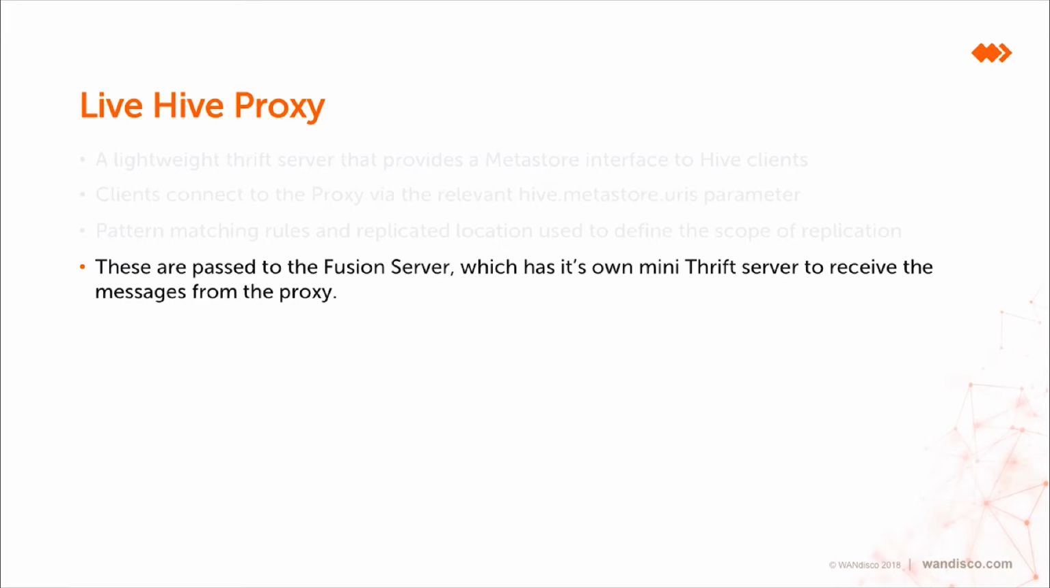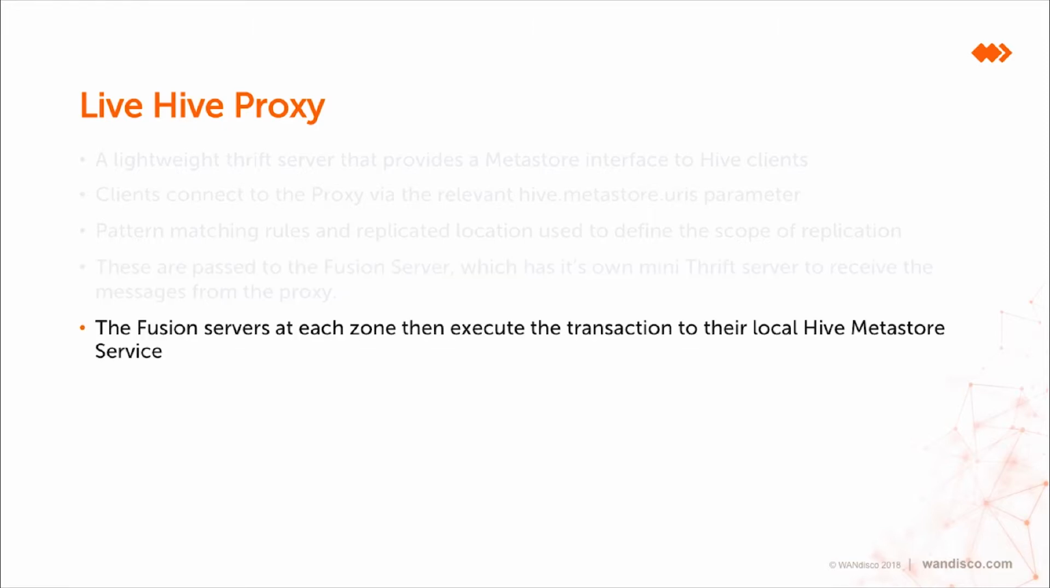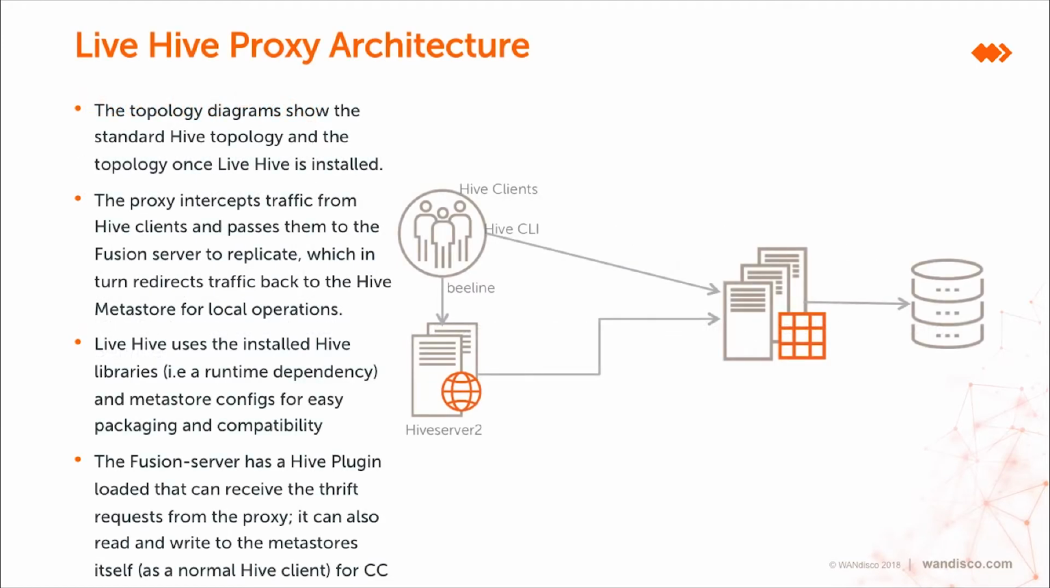These are then passed to the Fusion server, which has its own thrift server to receive the messages from the proxy. The Fusion servers at each zone execute the transaction to their local Hive Metastore service. And here's an example of the proxy architecture.